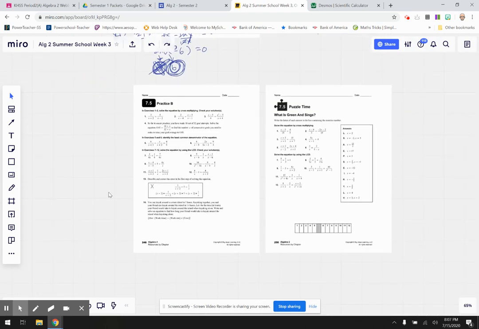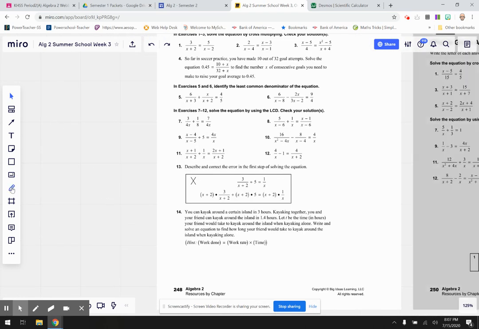So your job is to do 7.5b. I will let you cross out 14. And I'll let you cross out, let's go with 10 and 11 because they're kind of long ones. The rest of them are a lot easier. All right, so you can cross out those and then just do the puzzle. All right, good luck. Stay focused. Work hard. You got this.